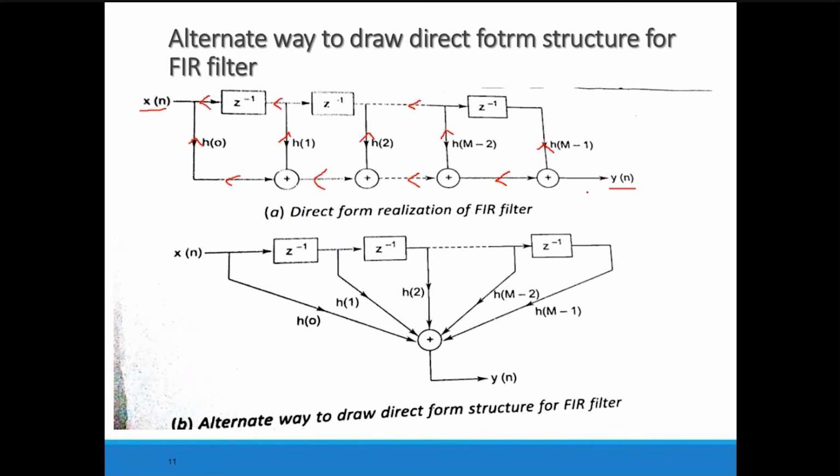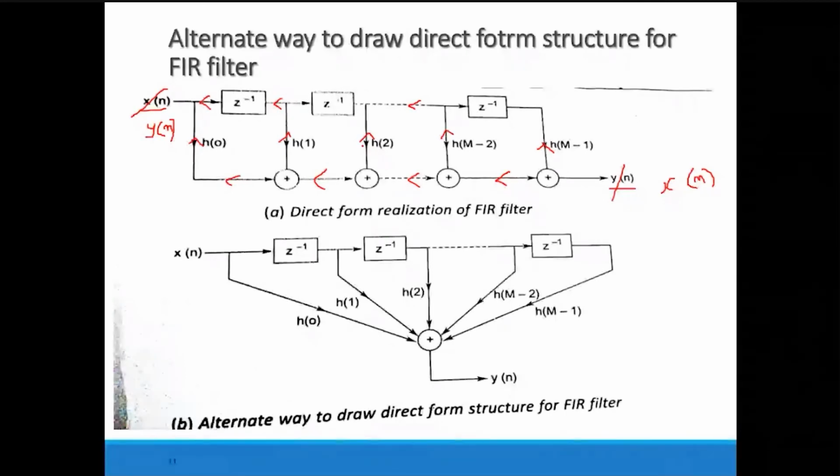Okay, as you can see, previously the flow was from input to output, but now we have reversed the flow. So at the end you have to change the position of input and output. Here you have to write y of n and here you have to write x of n. When you apply this structure, you are getting the same output. You apply x of n and get y of n by interchanging the input and output positions and changing the direction of branch transmittances.